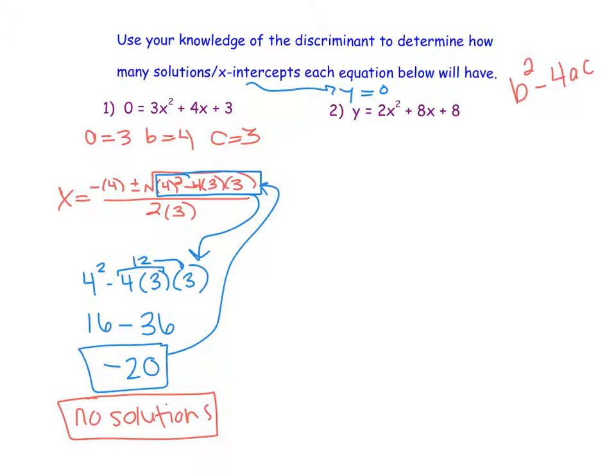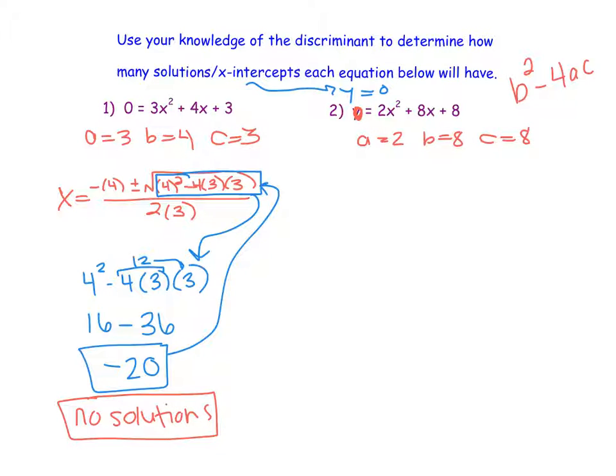Now if I move on and look at number 2, this one I'm looking for x-intercepts, or where y is equal to 0. So here I'm going to use the quadratic formula as well, because really we're saying, okay, pretend y is 0. Now find what the x-intercepts are. So a is equal to 2. B is equal to 8, and C is also equal to 8.